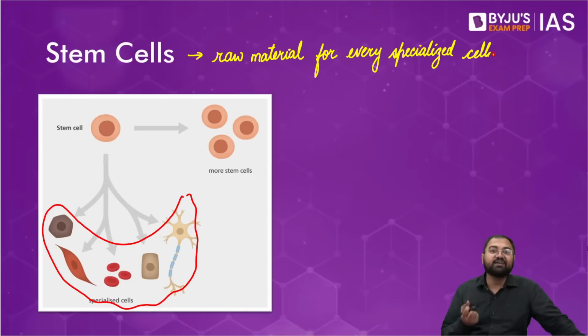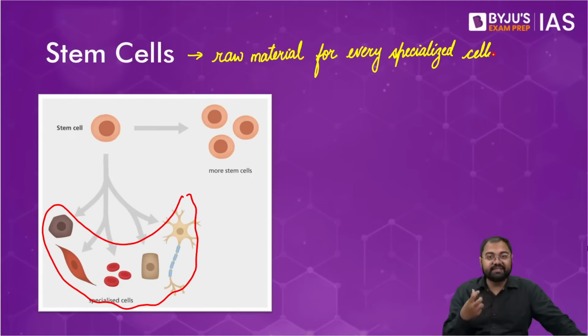These are the unspecialized cells which will grow into a specialized cell. So whether it is a heart cell, skin cell, blood cell, red blood cell or white blood cell, nerve cell, muscle cell, etc., they'll all be coming from stem cells. The origin of all these different cells is the stem cell. So that's why stem cells become crucially important for the growth and development of each and every one of them.